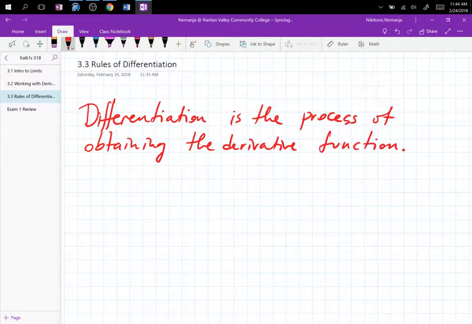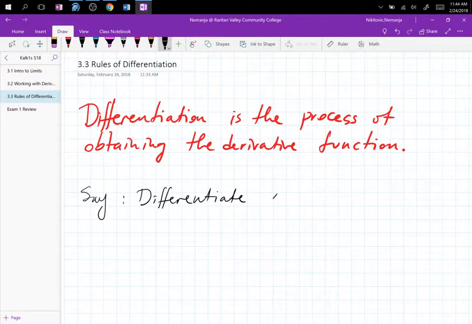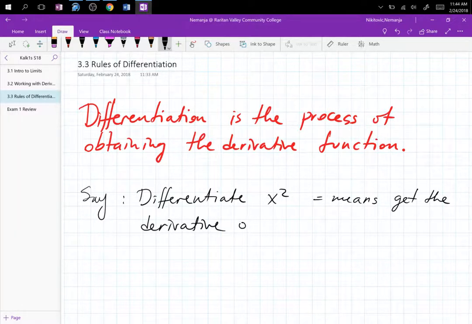So when I say differentiate x squared, it means get the derivative of x squared. So that's the meaning of the word in the title.